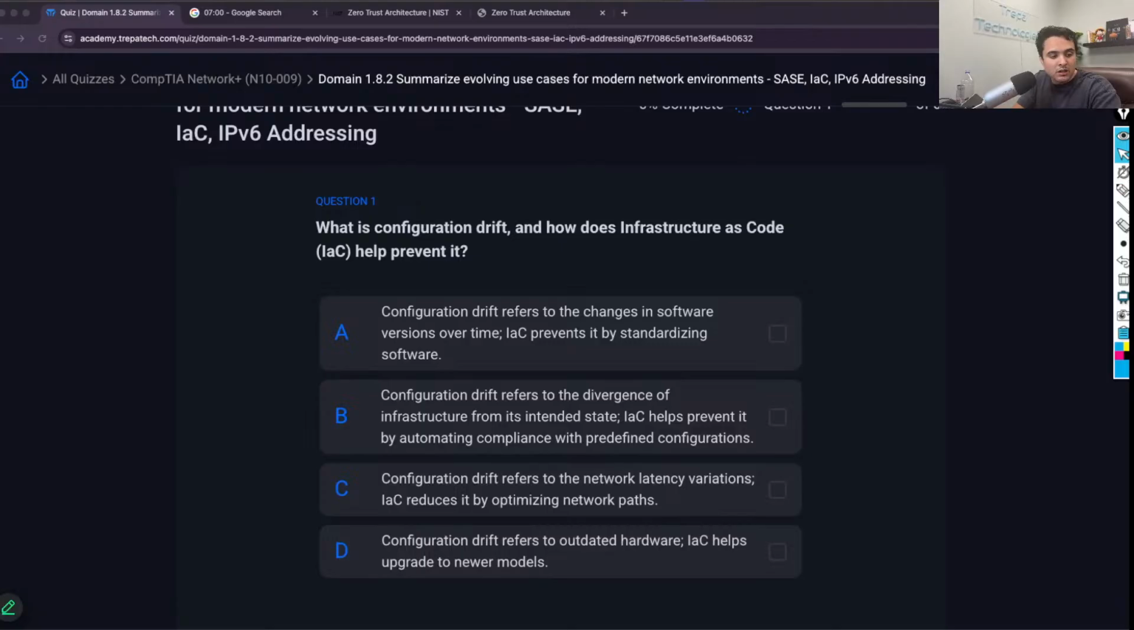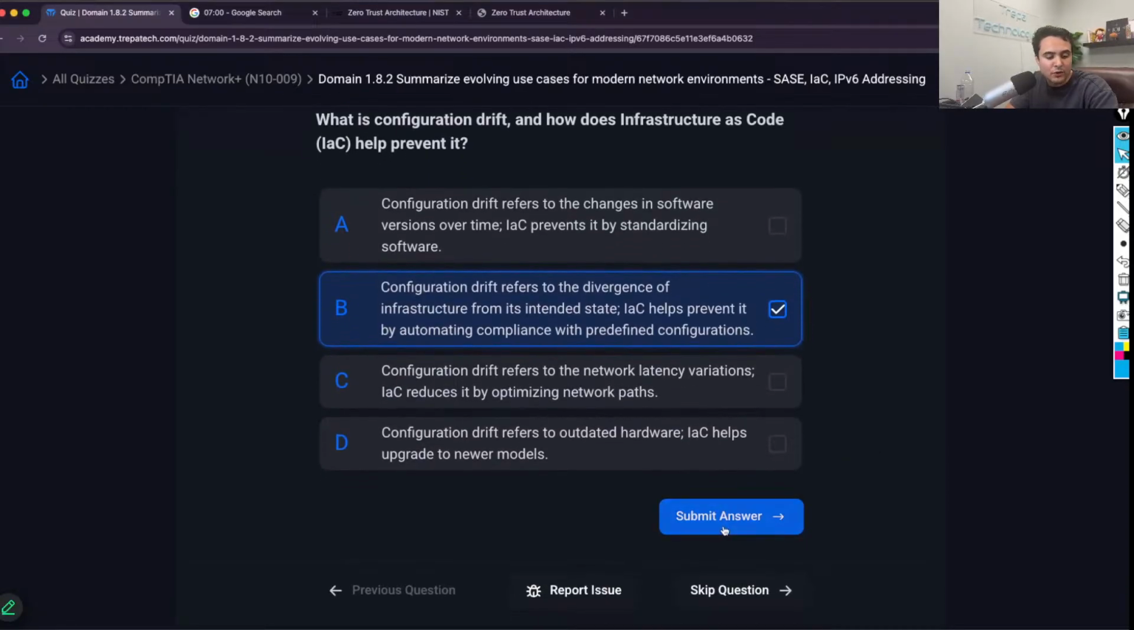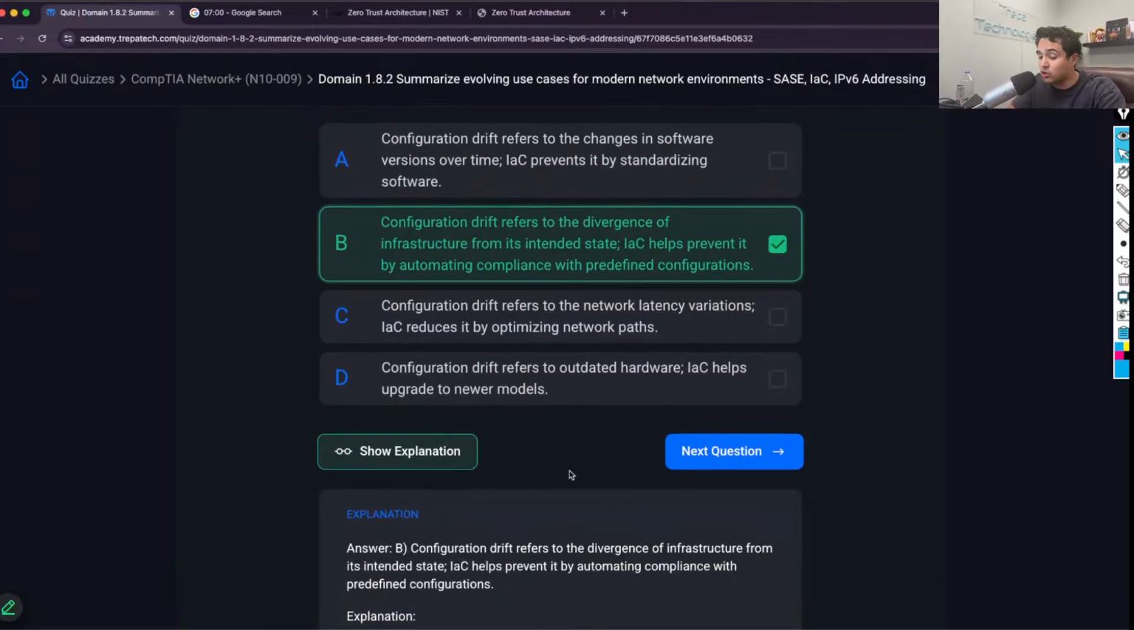So now, what's the answer here? What is configuration drift and how does infrastructure as code help prevent it? So we're going to go with B here. Configuration drift refers to the divergence of infrastructure from its intended state. Infrastructure as code helps prevent it by automating compliance with predefined configurations. I always think of that just like our baseline, our golden config, right?